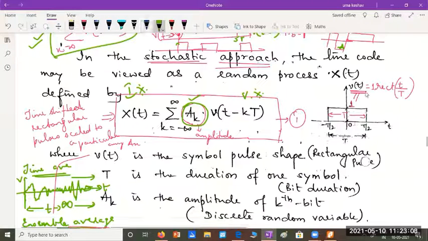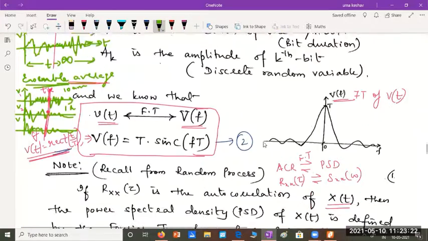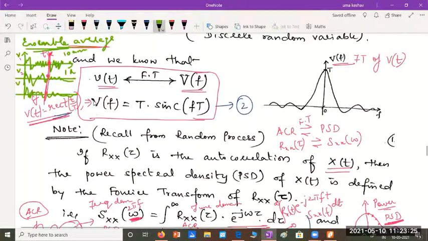The second important thing is, if the given rectangular pulse v of t is defined as 1 into rect t by T, it's a rectangular pulse, then in frequency domain, what would its value be? In frequency domain, V of f would be represented as T sinc(fT). It would be a sinc waveform. If a given signal is a rectangular waveform in the time domain, so in the time domain, it is a rectangular waveform of width T and amplitude 1.